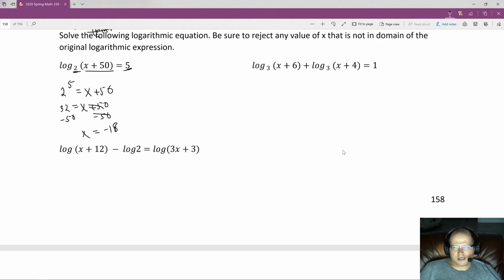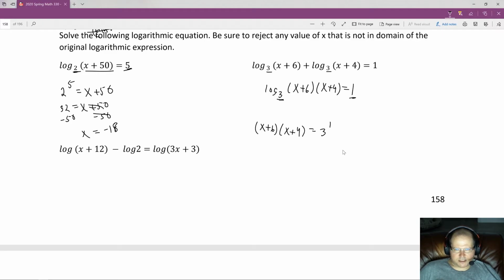Over here, we can actually mush these together, so then we can use this to convert it to exponent form. First, we want to combine this into one logarithm. Since these both have the same base, which is 3, I can say log base 3, and then multiply these together: x plus 6 times x plus 4 equals 1. So what that means is x plus 6 times x plus 4 has to be equal to 3, the base, raised to the exponent of 1. So basically all that's equal to 3.